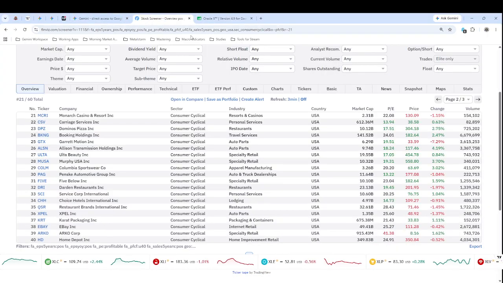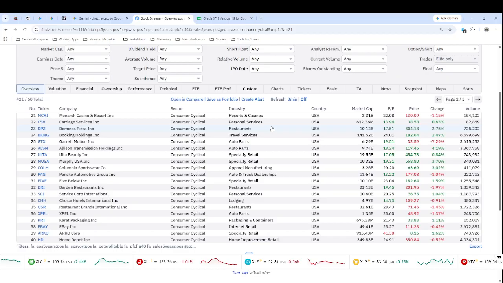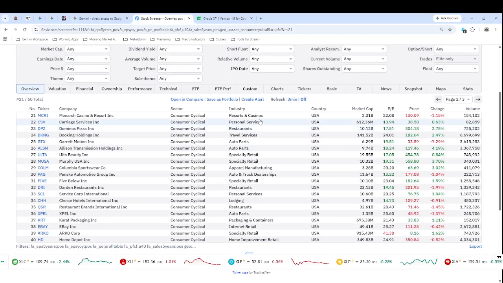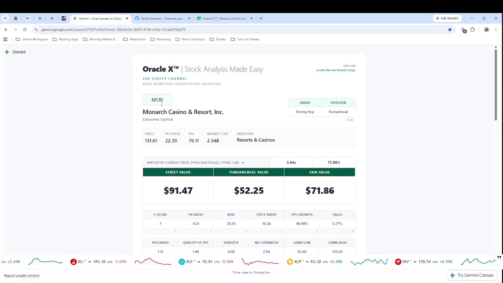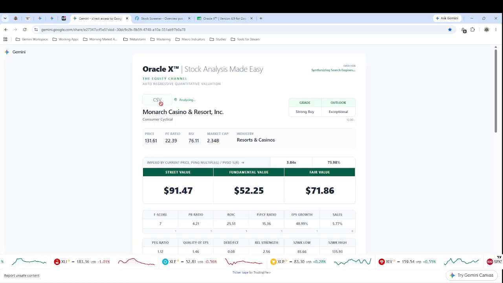Next on the list was CSV. This is Carriage Services, right? I'm just gonna go through these stocks. I'm just gonna see what their ranking is, right?